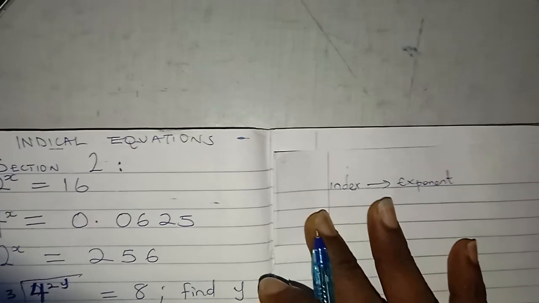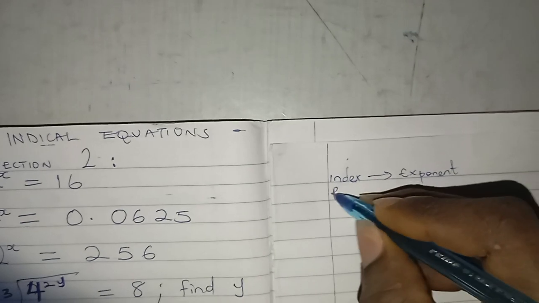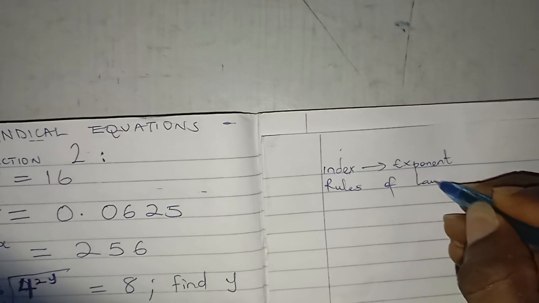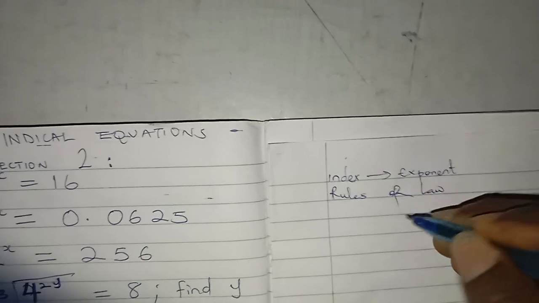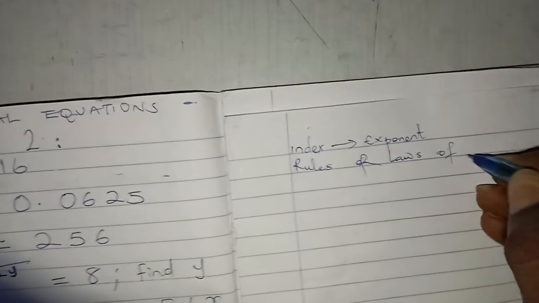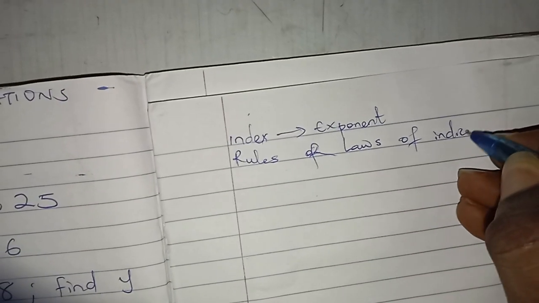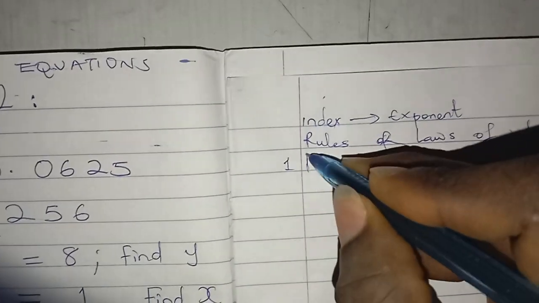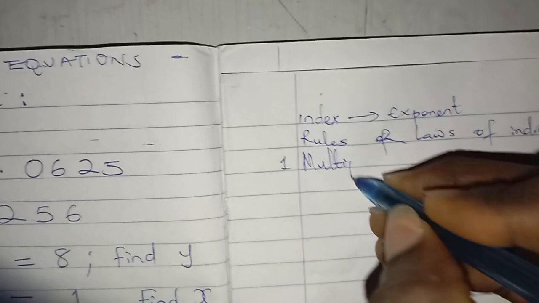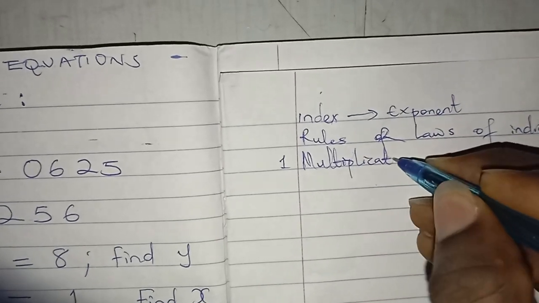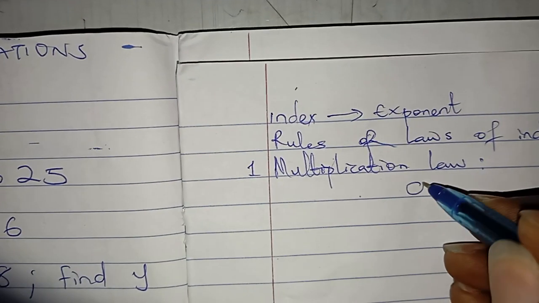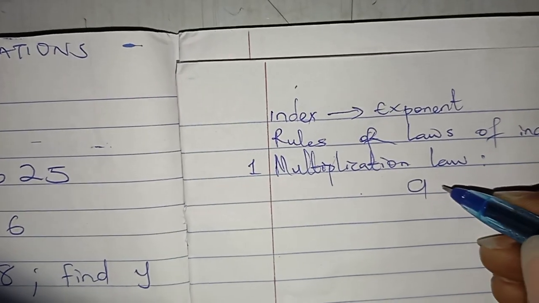So under these indices, we have certain rules, which we call the rules or laws of indices. And the first rule is what we call the multiplication rule. Multiplication law. This law states that provided the bases are the same, add the powers.